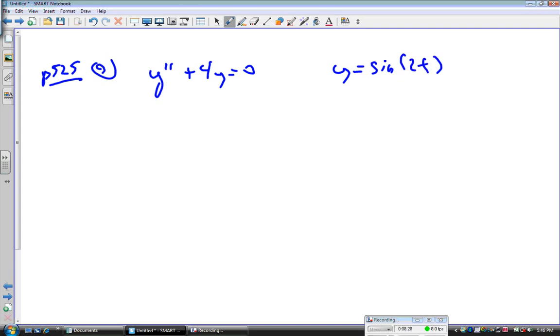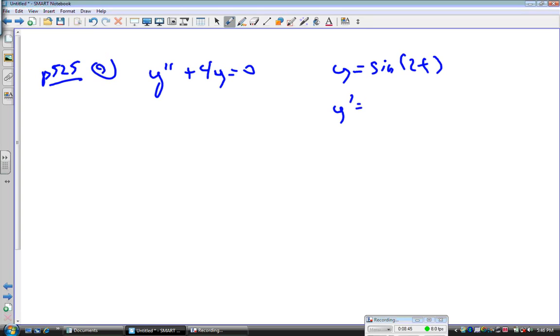The question here is, how do you check that? Can you check that? Well, sure. All you have to do is substitute your solution into the equation, just like in algebra class. But what are you substituting? You're substituting a function, not a number. So we need y, there it is. We need y double prime.